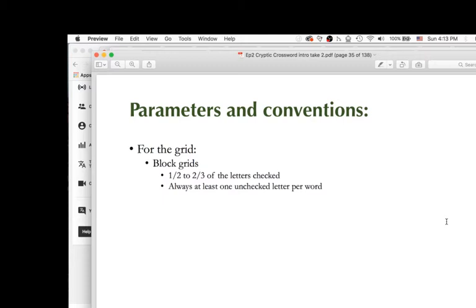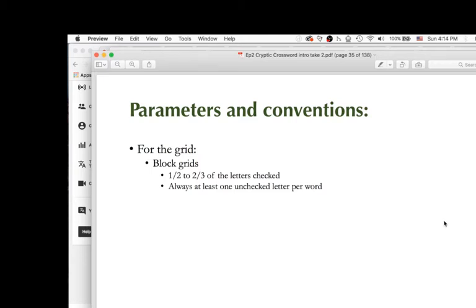And the reason, or one of the reasons for this, is that for the solver, if you're solving an American crossword in which everything is checked, you can look at all of the answers that are crossing a particular entry that you don't know and use them to figure out that one thing you don't know, assuming you know them all. And so it's possible to solve a crossword puzzle without having any idea what a particular clue means.